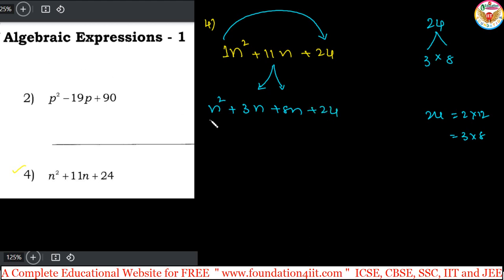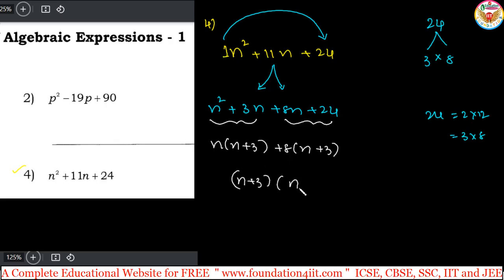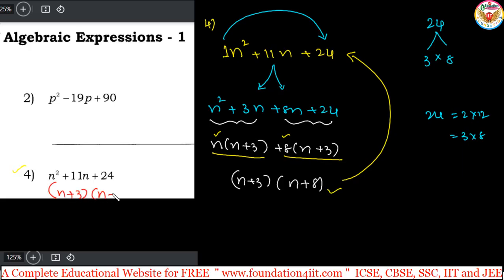Now take the common from the first two terms. n is common, n plus 3. From the next two terms, 8 is common, so n plus 3, because 8 times 3 is 24. You should get the same in the bracket, n plus 3. Next, n plus 8. Because n plus 3 is common from the first expression, from this if I take n plus 3 common, n is left plus 8 is left. So n plus 3 into n plus 8. If you simplify again, you will get the same question only. So the answer is n plus 3 into n plus 8.